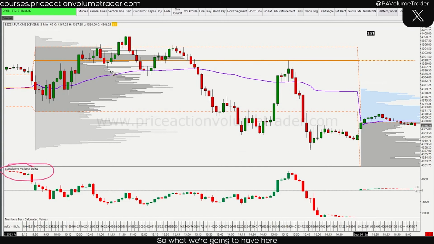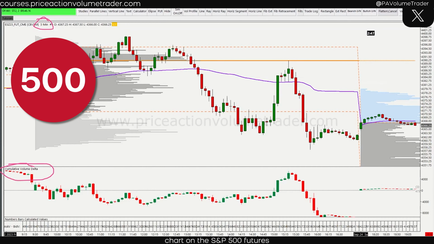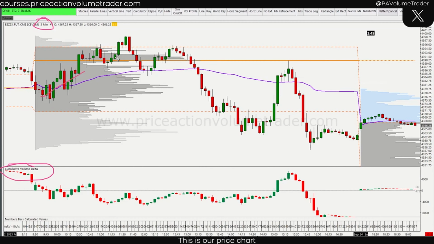Okay, so what we have here is a 5-minute chart on the S&P 500 futures. This is our price chart, and here we have the cumulative volume delta, and I'll go over what all of this means. Down here, I just added this temporarily. This is what they call the numbers bar values, and this is basically just going to give me the delta information for each one of these candles that we have.